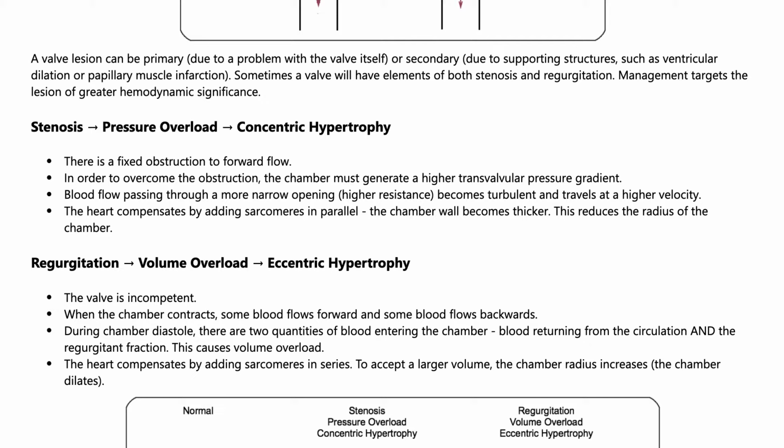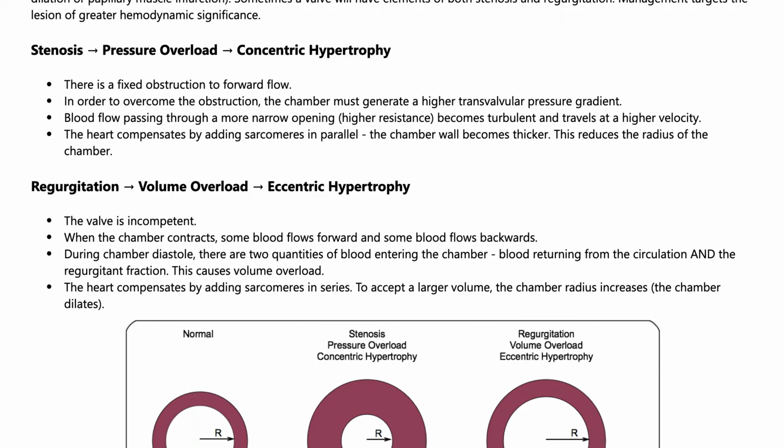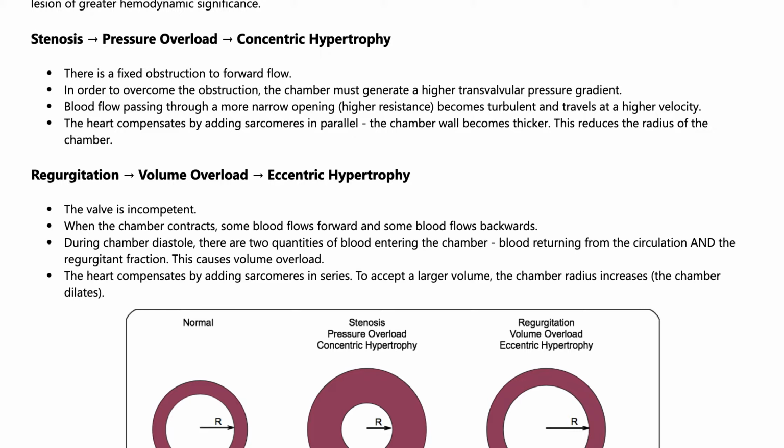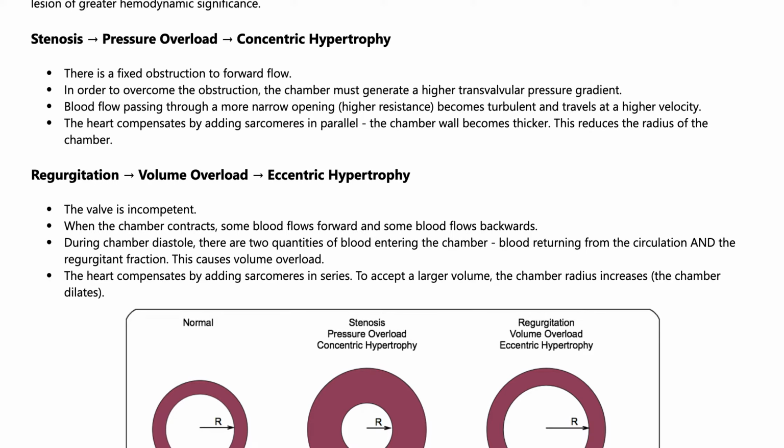During chamber diastole, there are two quantities of blood entering the chamber: blood returning from circulation and the regurgitant fraction. This causes volume overload. The heart compensates by adding sarcomeres in series. To accept a larger volume, the chamber radius increases, meaning the chamber dilates. So to review, stenosis produces hypertrophy by adding sarcomeres in parallel, whereas regurgitation compensates by adding sarcomeres in series.